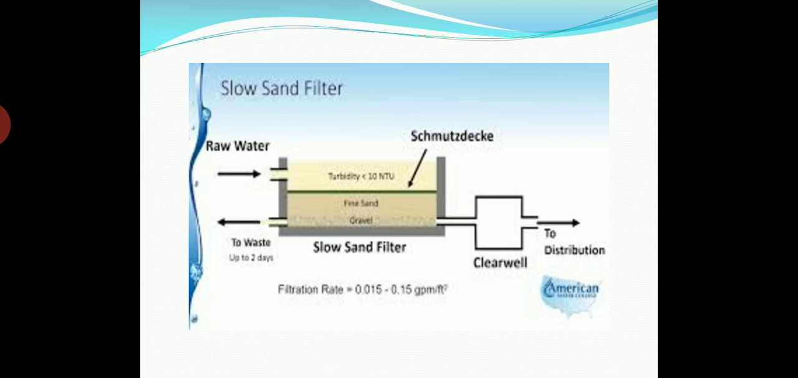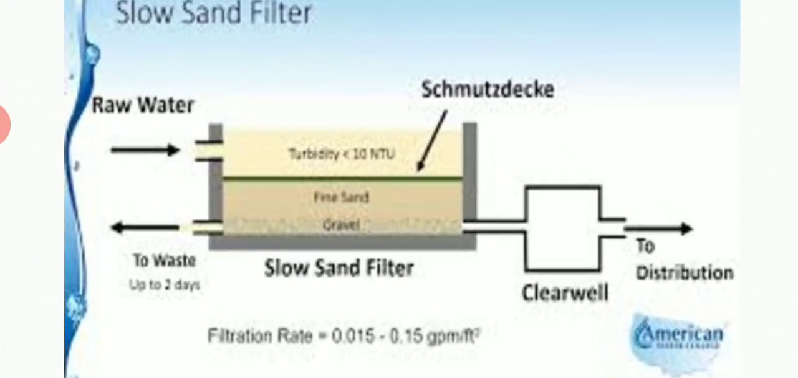This is a rough sketch of a filter. The filter usually consists of fine sand and gravel in its tank. This gravel and fine sand act as the filter media. When water is passed through these filter media, the water trickles down, and while it is trickling down, all those four actions take place. How they take place, that we will see.